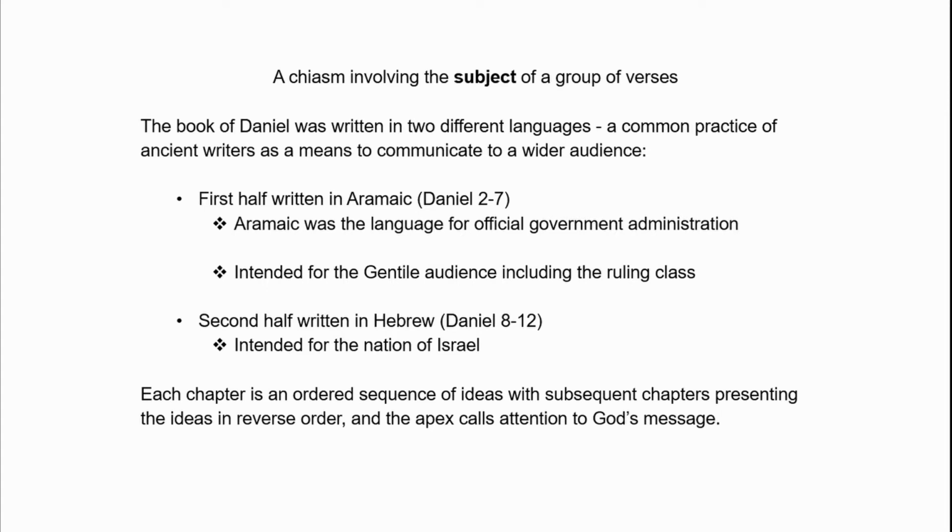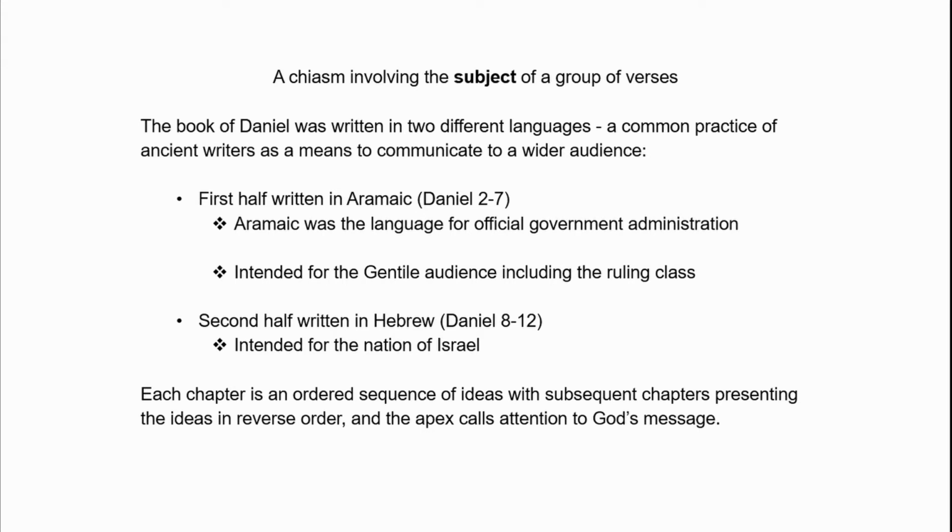Chiasms may be comprised of concepts instead of words and phrases. A rare example is seen in the author Daniel, who wrote his book in 2 different languages. The use of 2 languages was a common practice of ancient writers as a means to communicate to a wider audience. Aramaic, used in Daniel chapters 2 through 7, was intended for a wide Gentile audience, including the ruling class. Hebrew, used in Daniel's chapters 8 through 12, was intended for the nation of Israel.